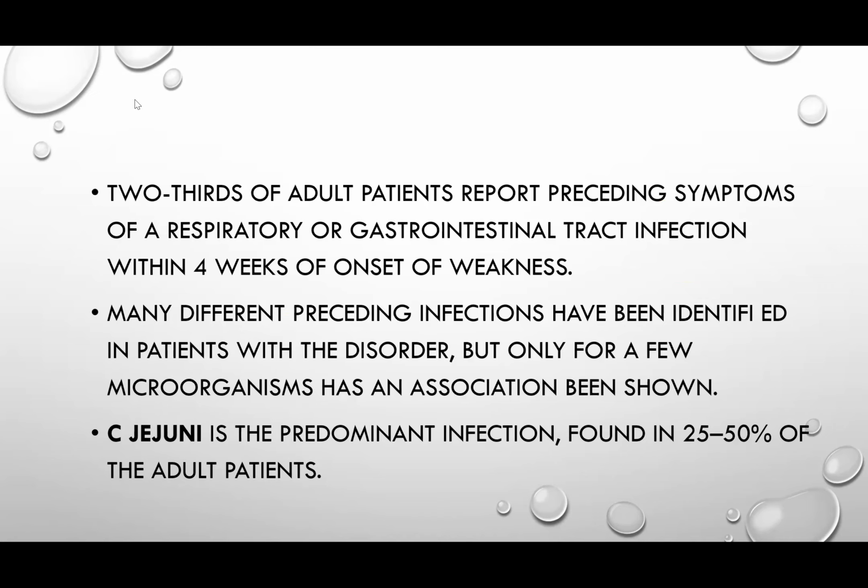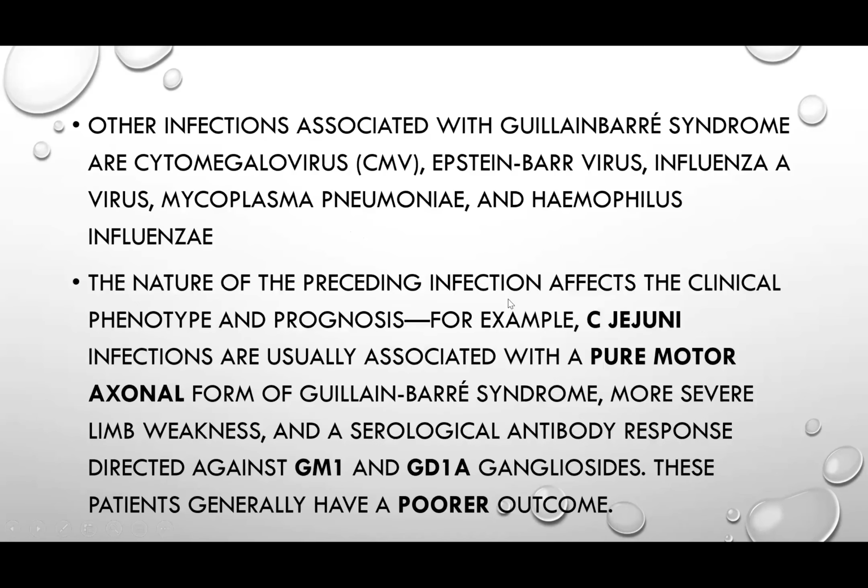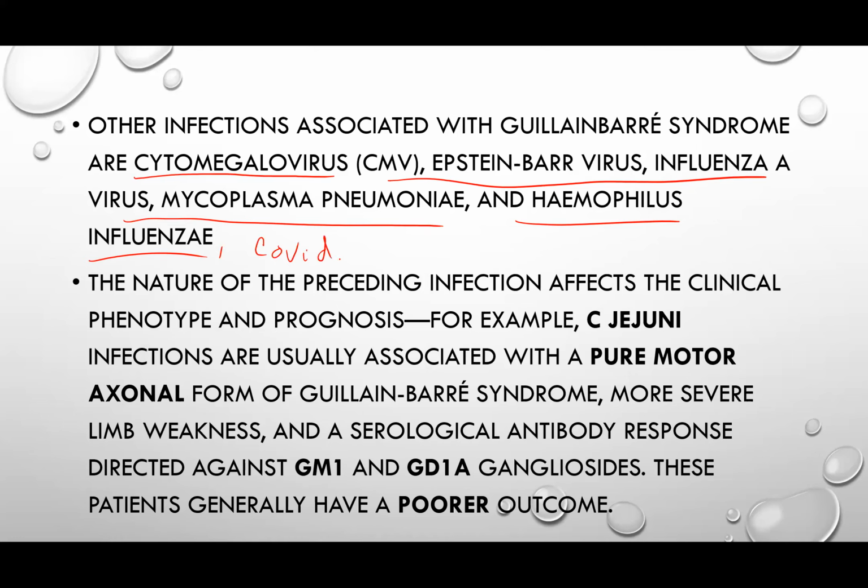Many preceding infections have been identified with this disorder, but only for a few microorganisms has an association been shown, out of which the major one is Campylobacter jejuni. Other infections associated with GBS are cytomegalovirus, Epstein-Barr virus, influenza A virus, Mycoplasma pneumoniae, and Haemophilus influenzae. And of course, you remember COVID also. We now have post-COVID Guillain-Barré also. The nature of the preceding infection affects the clinical phenotype and prognosis.